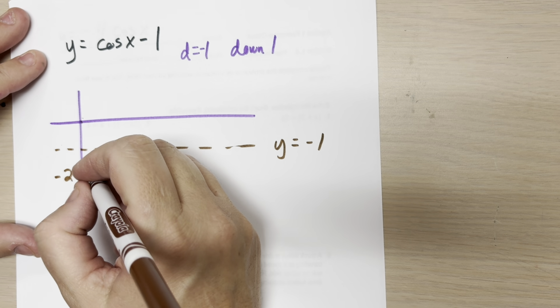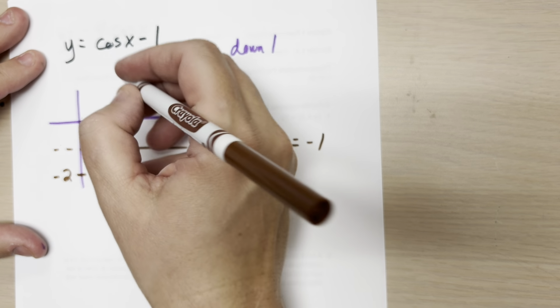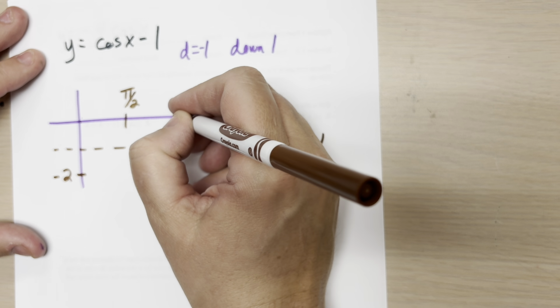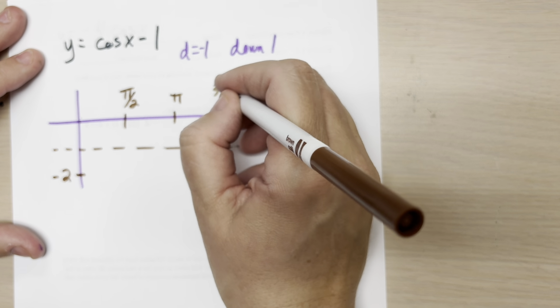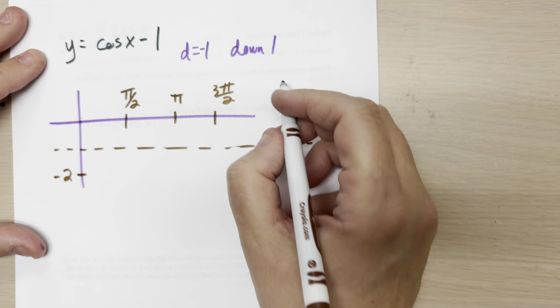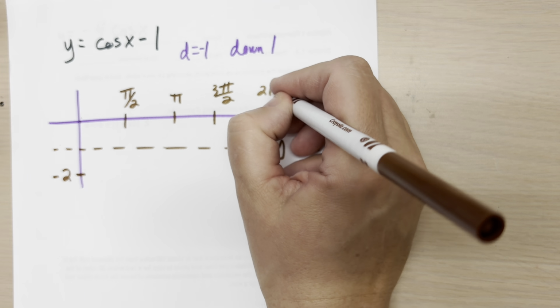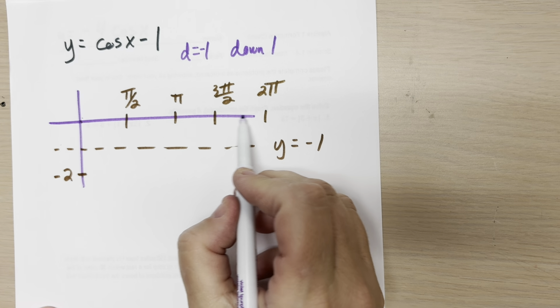So let's go ahead and get over here. Pi over 2. Here's pi. Oh, this is going to be a little wider than I was thinking. 3 pi over 2. Oh, that's not even. And then 2 pi's over here somewhere. So we're going to stretch this out.